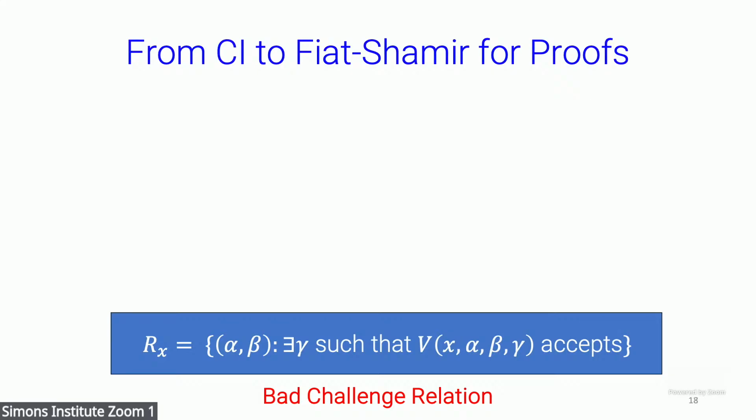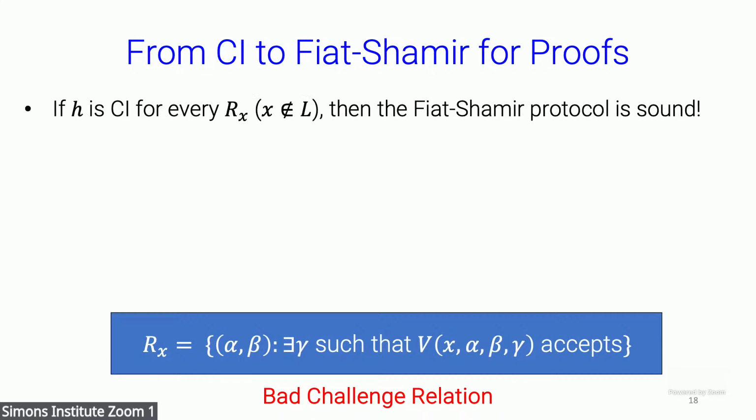Okay, so here's our bad challenge relation. With all the setup so far, probably you can predict what I'm going to say next, which is notice a couple of things. One, if the hash function family is correlation intractable for these bad challenge relations, then when you apply Fiat-Shamir using this hash function family, you will get a sound non-interactive argument.